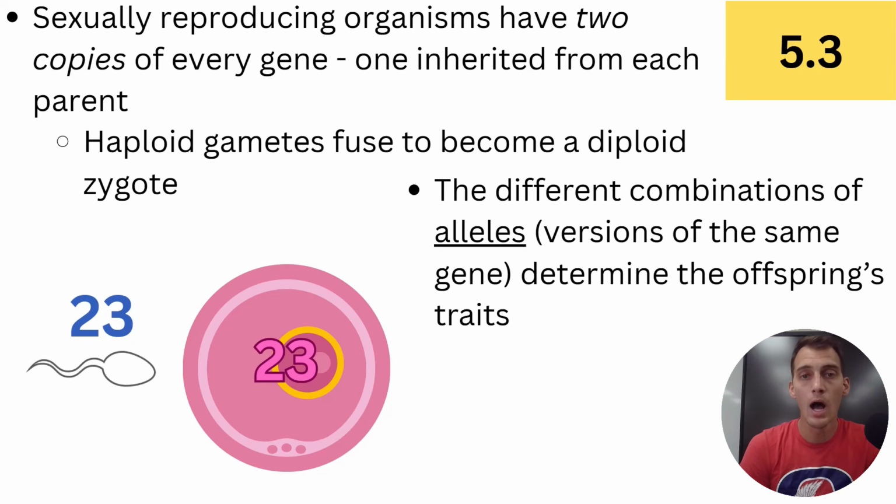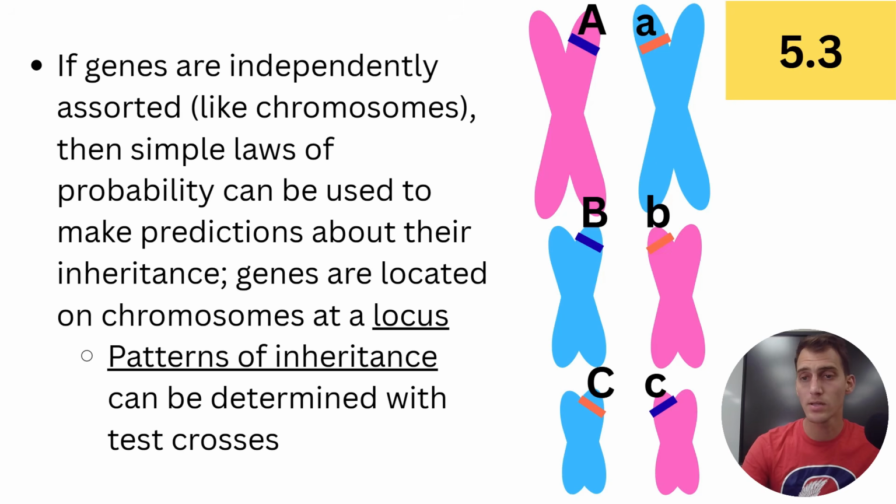All right. So here's what's up. This point down here says that the different combinations of alleles, which are versions of the same genes, determine the offspring's traits. Okay, different combinations of alleles. So which two genes you inherit from mom and dad will actually determine your traits. All right, so check it out.